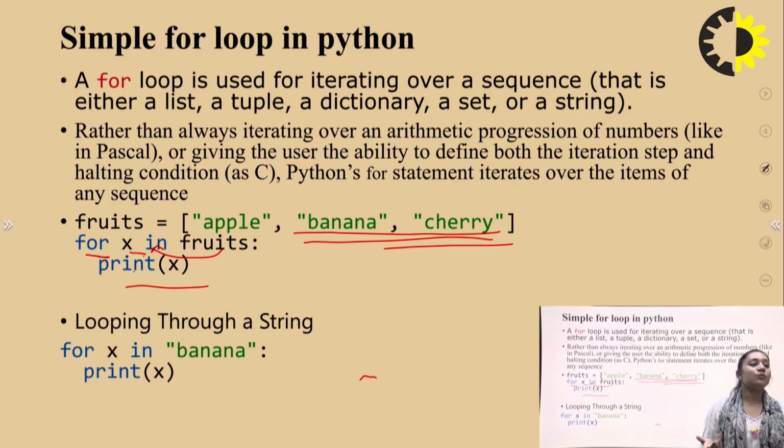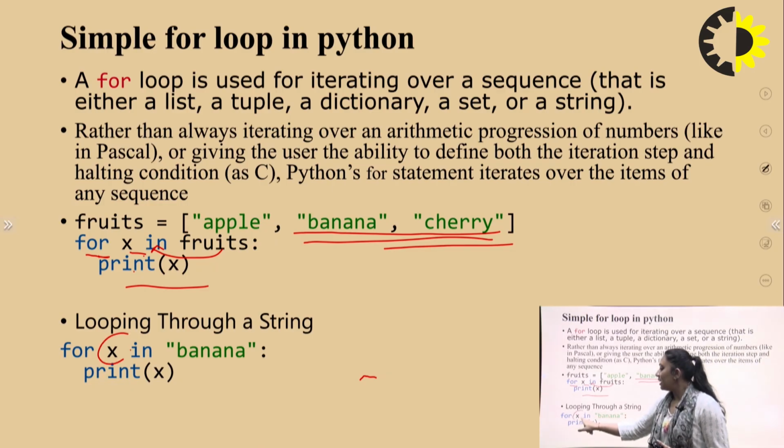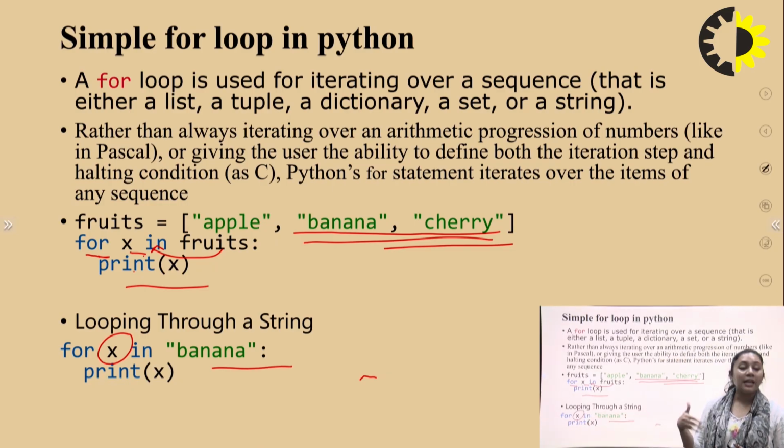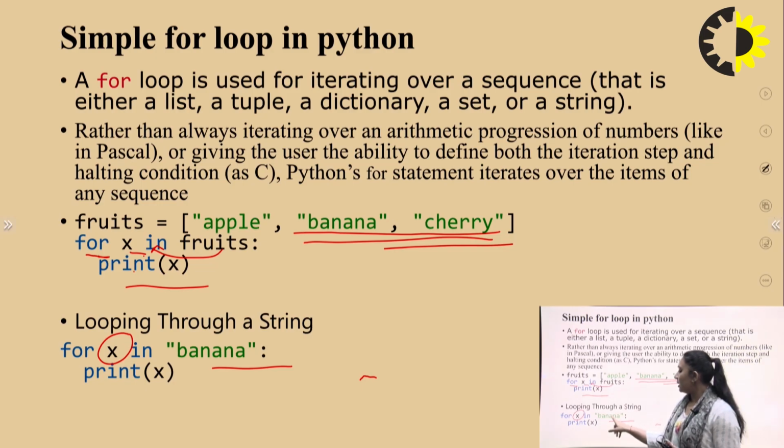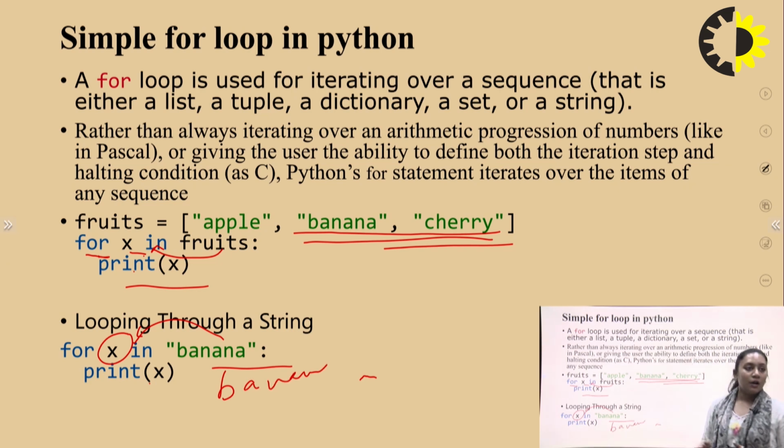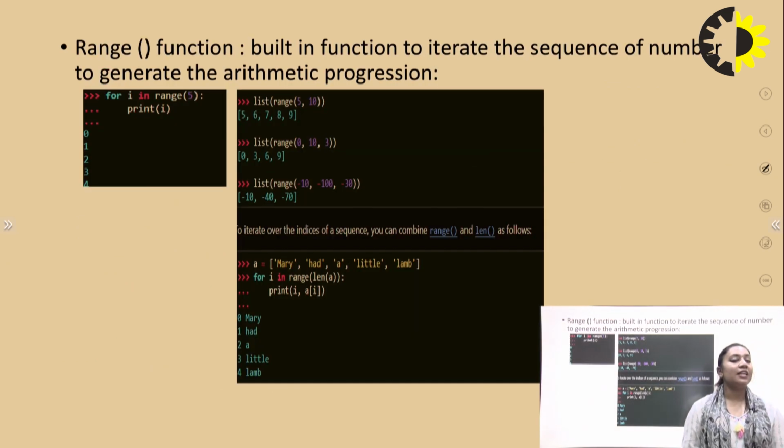So how can you use looping through a string? For this, we use a variable to store the string. This string is stored in X and we print X. So what is the output we get? Banana, right?